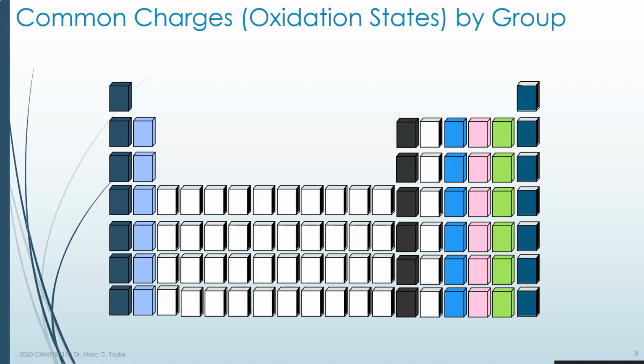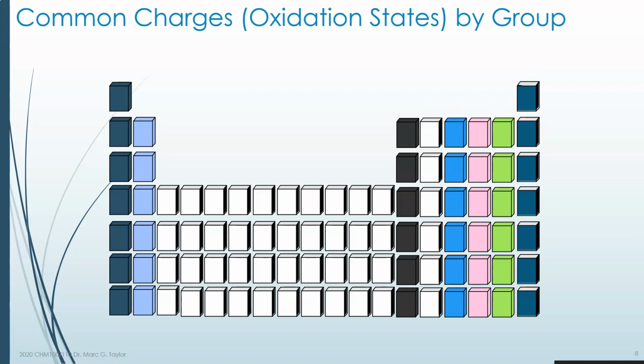The second column, the alkaline earth metals, so that would be beryllium, magnesium, calcium, etc. They want to lose 2 electrons to go backwards to be like a noble gas. So they tend to form +2.